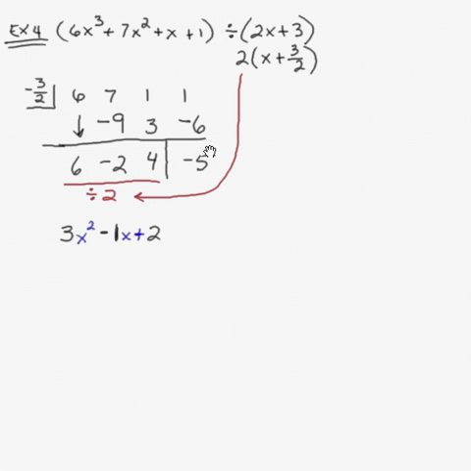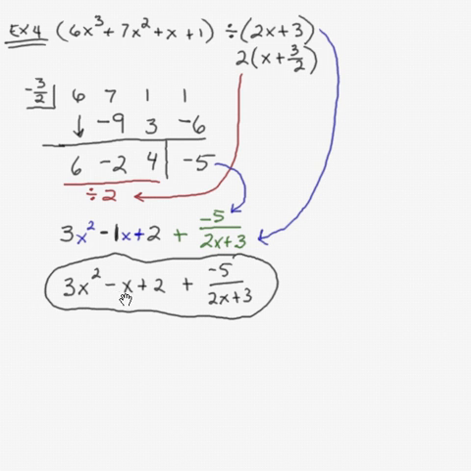Now, I know some of you are worried about this remainder. Are we going to divide it by 2 or not? Well, no need in this case. I'm going to take my remainder, negative 5, and as long as I put it over my original divisor, 2x plus 3, no need to divide that by 2. So my quotient then is 3x squared minus x plus 2, plus my remainder negative 5 over my original divisor 2x plus 3. And that's our look at synthetic division.